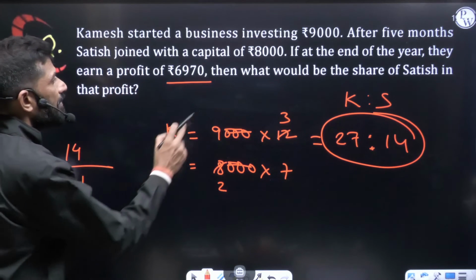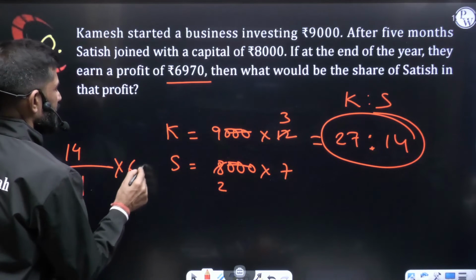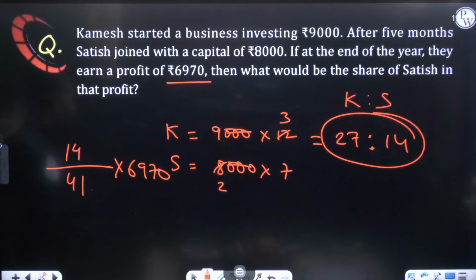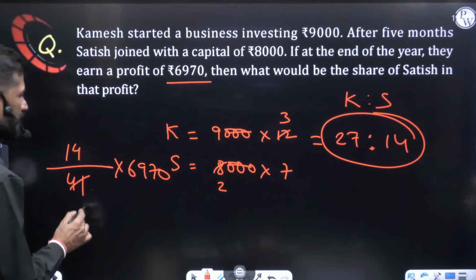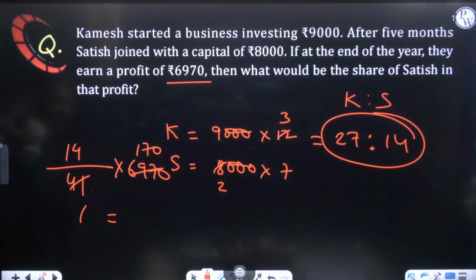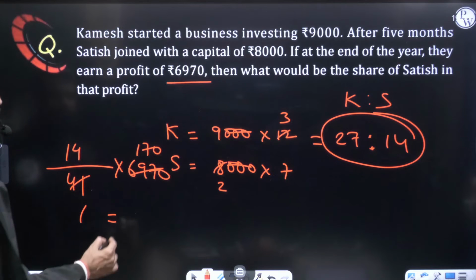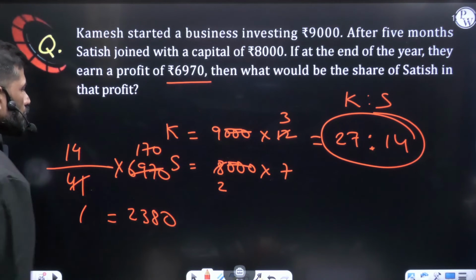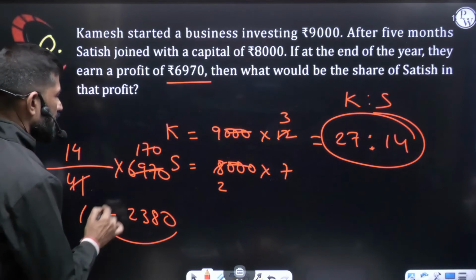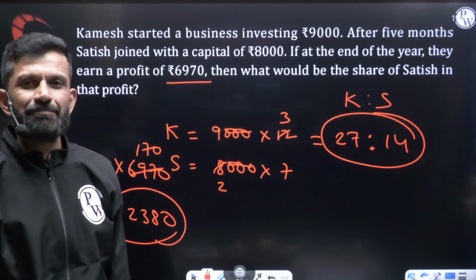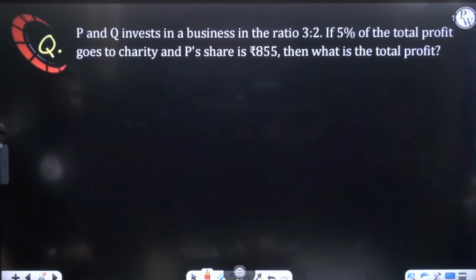So 14 by 41 of 6,970. With the 41 table we can directly cancel this: 41 ones are 41, 41 17s are 697, so 170. So 14 into 170, how much will it be coming? 14 into 170 will be coming 238 and 0, so 2380. This will be the share of Satish of the total profit 6,970. As simple as that.